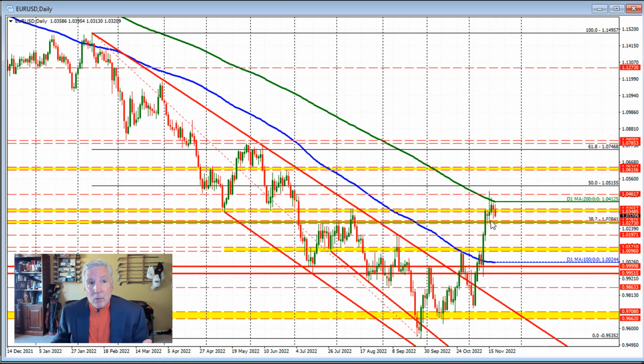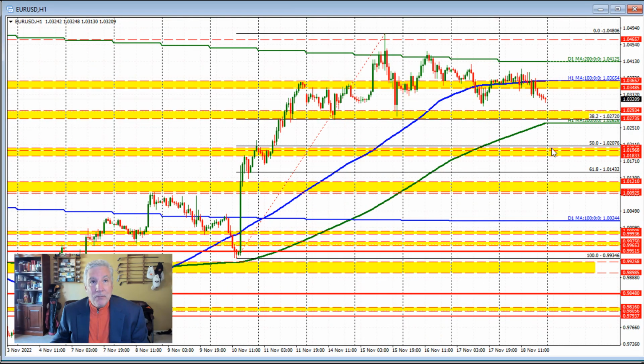So that corresponds with that level right through there. Just be aware of how important that level is. Not only is it the 38.2% on the daily chart, but it's also a different 38.2% retracement on the hourly chart. So write that down on your notepad. Key level for the euro versus US dollar.